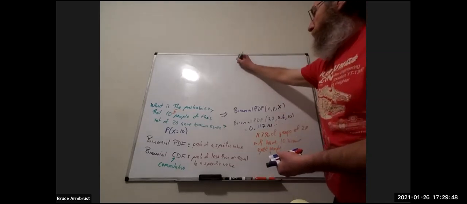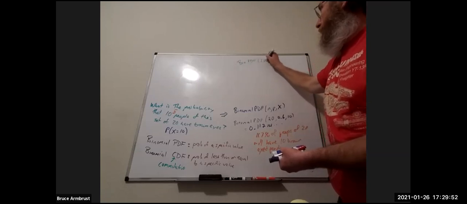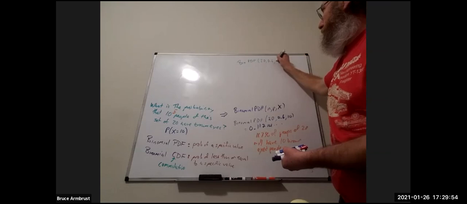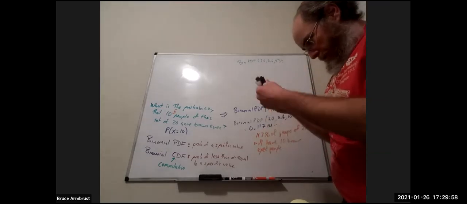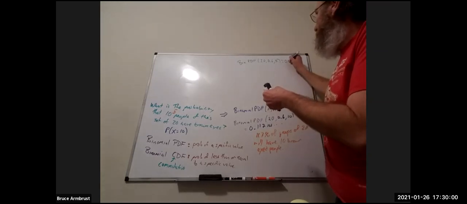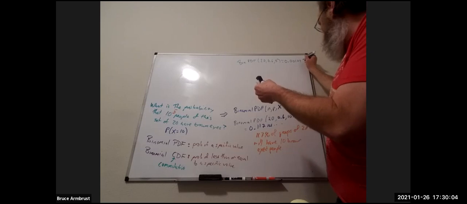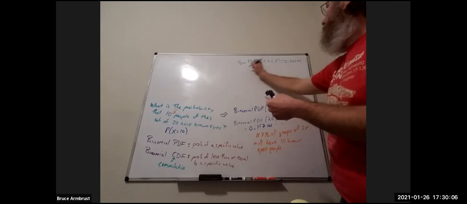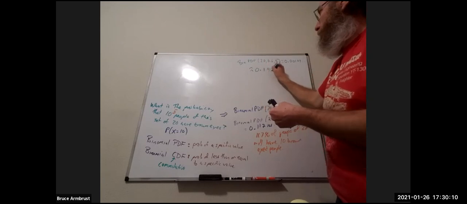And so let me go ahead and write this up here. So binomial PDF of 20, 0.6, 5 is 0.00129, and so on, which is around 0.1%.